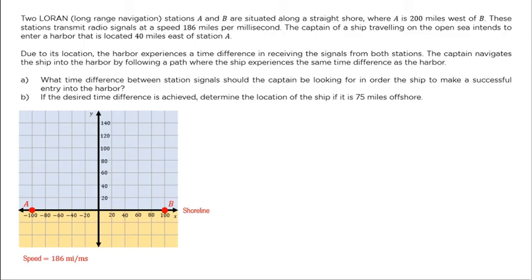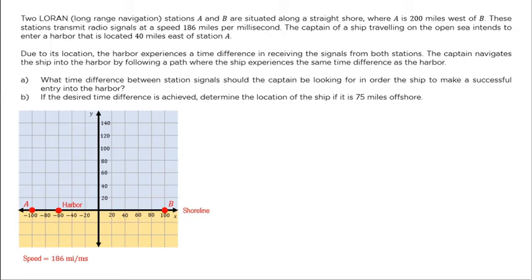Now, the harbor is located 40 miles east of Station A. So the harbor is on the right side of station A. So that is here, right? 40 miles, so that is by 20 since this is our interval. So it is located at point -60, the harbor. Okay. Now, the problem is to determine the time difference. Okay? Between the two stations, right? Okay, when the two stations transmit radio signals. So we will determine that time difference.